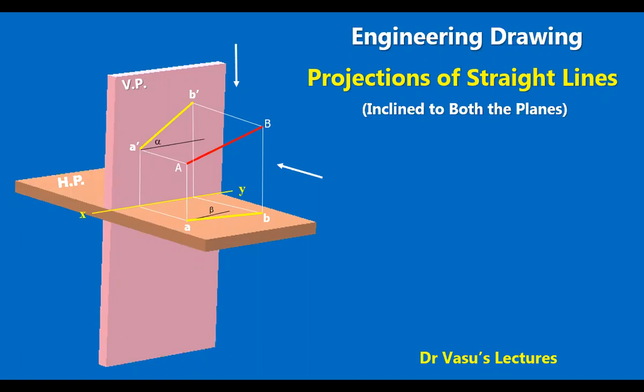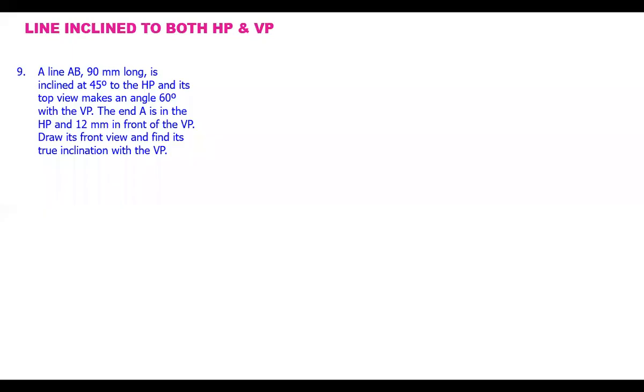I'm your Dr. Vasu. We are seeing the line inclined to both the planes. Another problem here. A line AB, 90 mm long, is inclined at 45 degrees to HP, and its top view is making an angle of 60 degrees. That means here theta is given, true length is given, and beta is given. Okay, that's it. Let us see how to draw it.